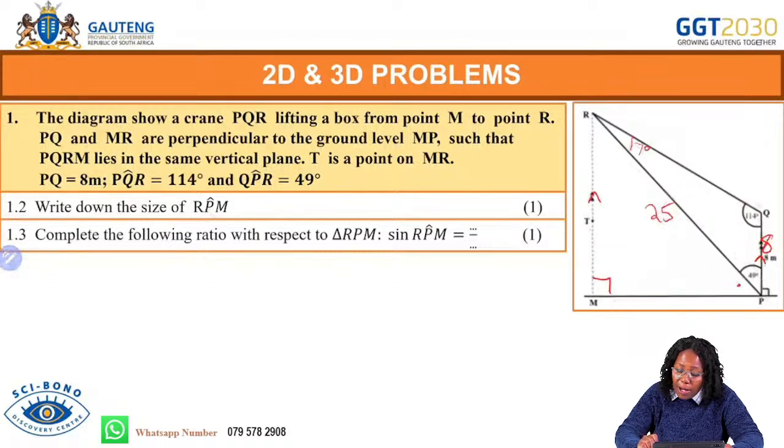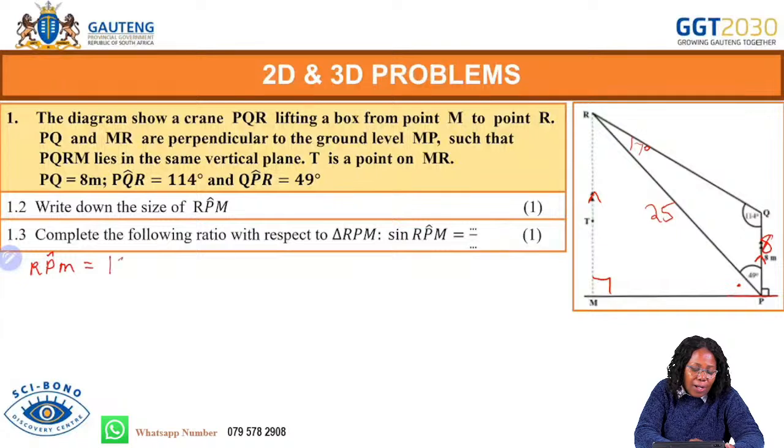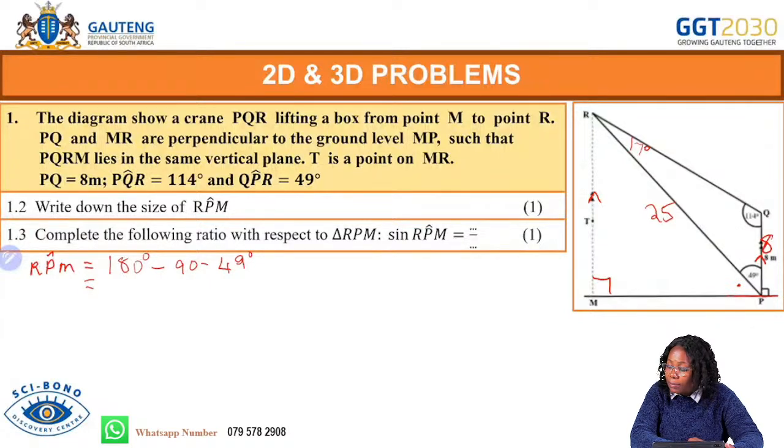Okay? Remember now you have a straight line here. Sum of angles on a straight line is equal to 180 degrees. That means angle RPM is equal to 180 from straight line. We subtract 90, we subtract 49 degrees. We will be left with how much, grade 12? That angle will be 41 degrees. So why are we saying this? It is because they are angles on the straight line.